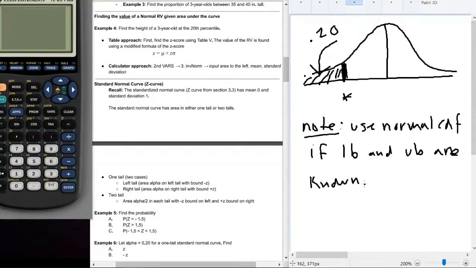Okay, so again, if we're looking at the shaded region, it doesn't stop going this way. We do know the lower bound is going to negative E99. But to use normal CDF, we need to know both bounds. Do we know the upper bound? Here, we do not, because we want to know what is the height right here. We don't know.